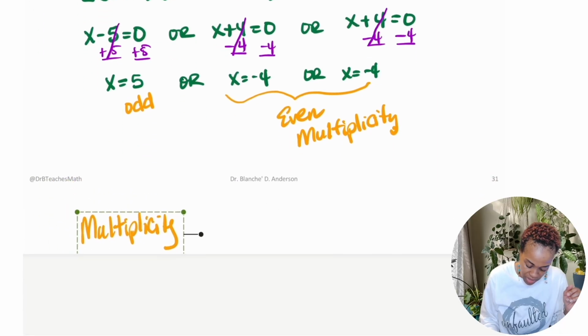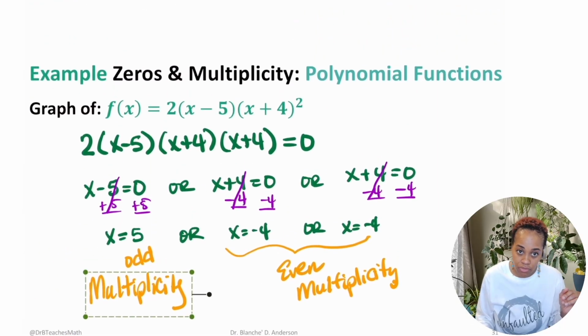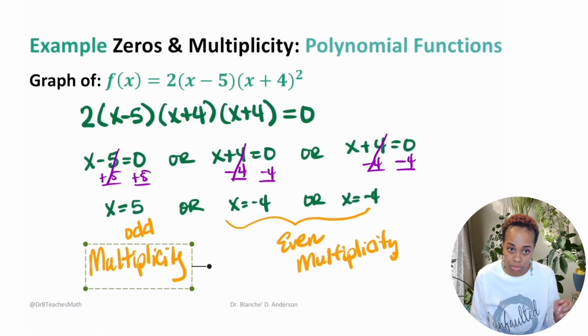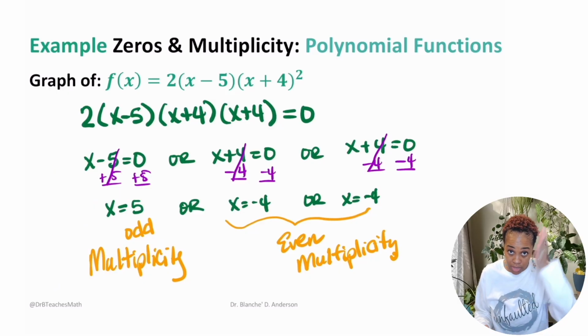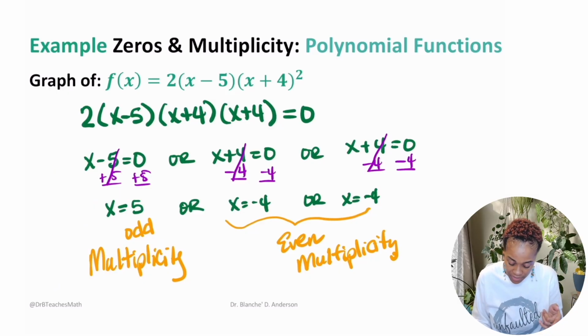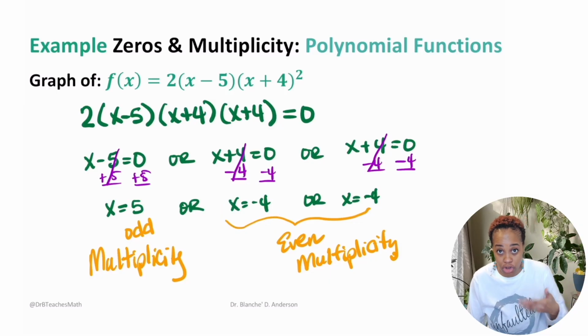So just remember that. Don't forget that, okay? 5 has an odd multiplicity. Because it's odd, that means it's going to cross straight through that intercept. And then x equals -4 has an even multiplicity. So that means the graph is going to touch that 0 and turn around.